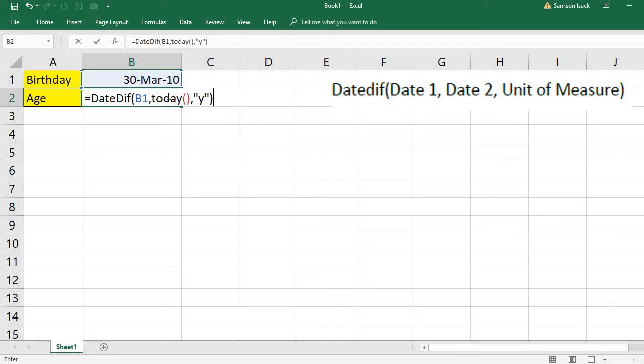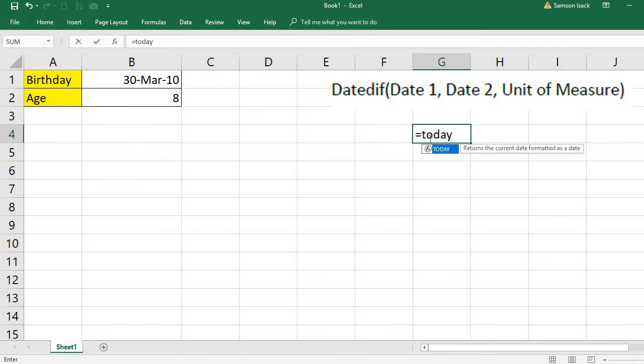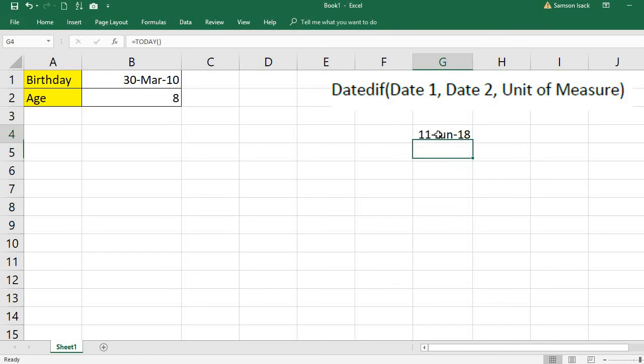It will come up with 8, because today's date you can see here is 11 June 2018. The video I am recording today is in 2018. If you happen to see this video after 3018 or something, you will know that this video is centuries old. So the difference is 8 years. This person completed 8 years, and his age is 8 years completed.